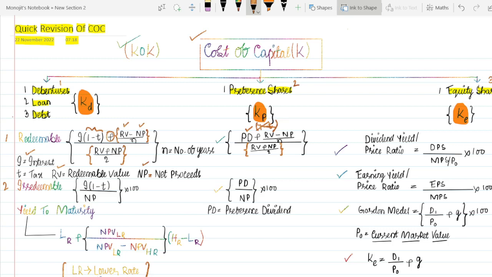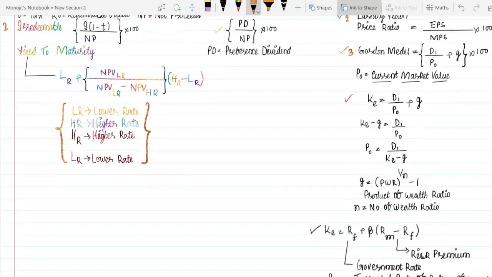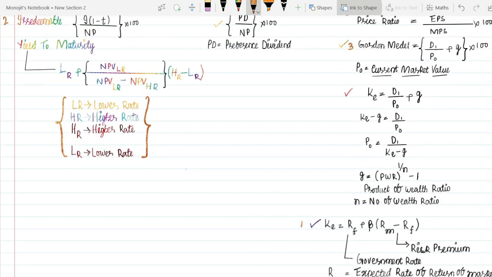And for equity shareholders there is no formula for irredeemable or redeemable. Equity shareholders are the owners of the company, so for them there are no such formulas. There are four formulas.